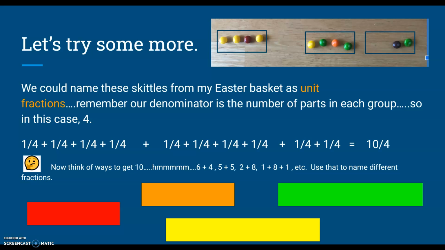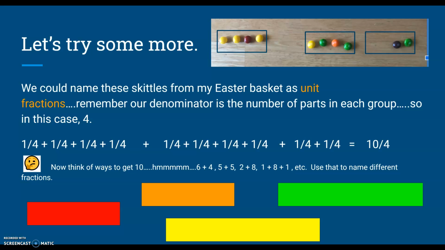So if I add 1, 2, 3, 4 in the first group, 5, 6, 7, 8 in the second group, 9, 10 in the third group, that means I have 10 fourths. Now, we have to think of ways that we can get 10. That's pretty easy because we make 10 all the time when we're adding and subtracting.